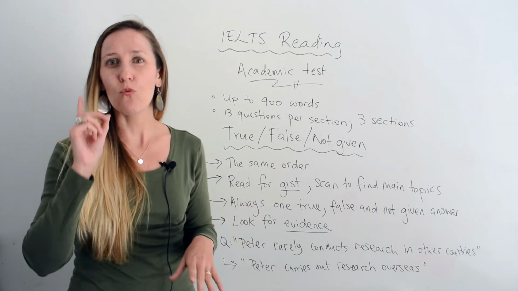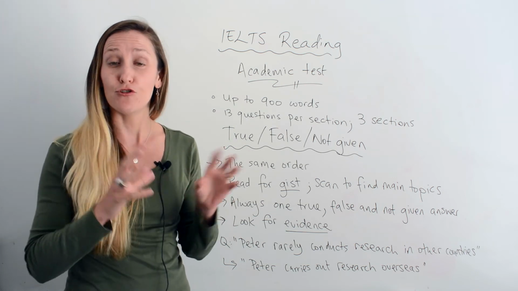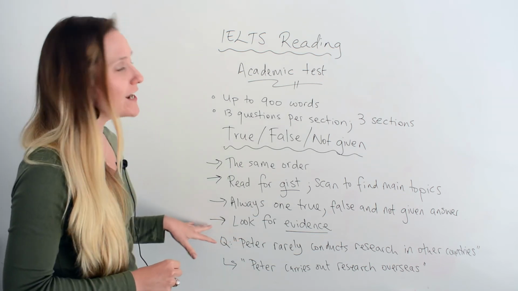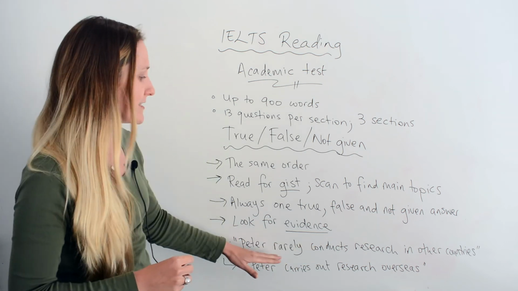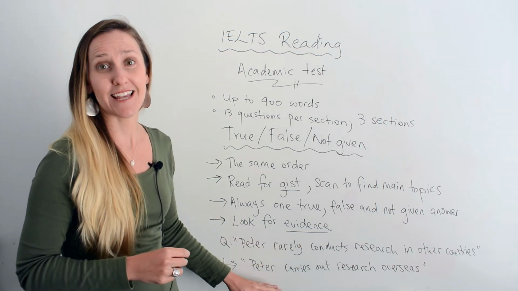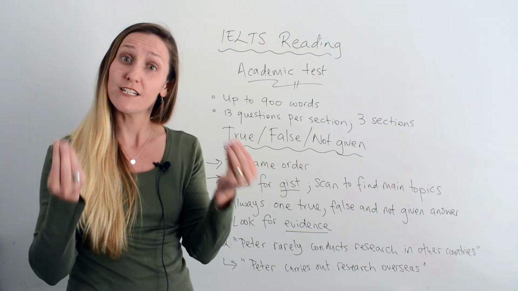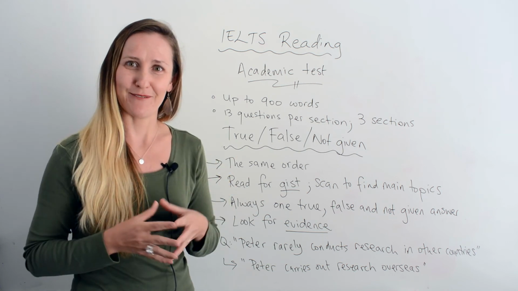Always know that you'll have one true, one false, and one not given answer. So if you don't have at least one of each of those, something's missing. And finally, make sure you look for evidence. If the sentence in the question and the sentence in the text don't directly agree or directly contradict each other, more likely than not, the answer is not given.